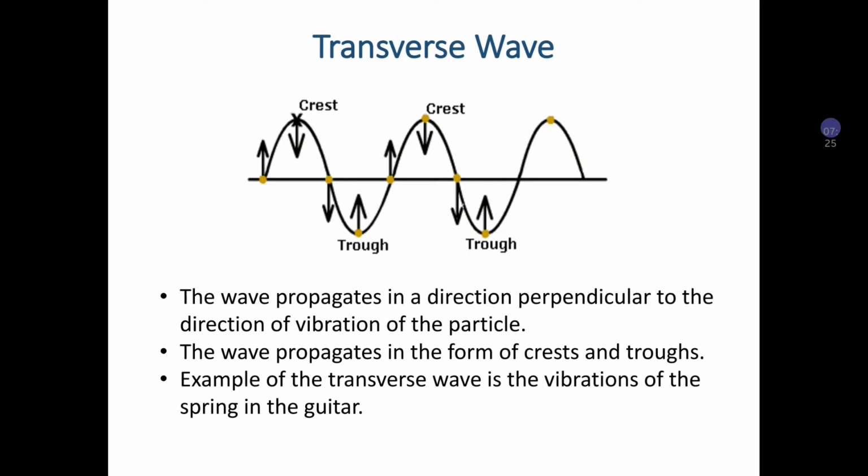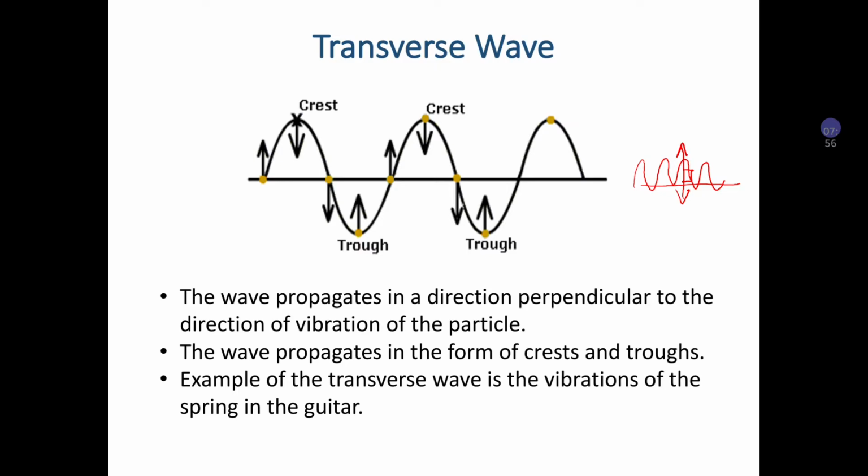Direction of propagation dan direction of wave tu adalah perpendicular, which is tangan yang menghayun objek itu adalah ke atas dan ke bawah, tapi objek tu still wave propagates in dalam horizontal direction. Okay, which is dia punya angle between direction dengan vibration dia itu adalah perpendicular. Itu kita panggil dia sebagai transverse wave.